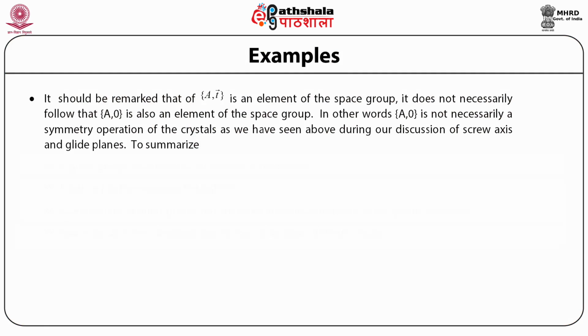It should be remarked that if {A|T} is an element of the space group, it does not necessarily follow that {A|0} is also an element of the space group. That means {A|T} is an element which consists of a translation and a symmetry operation A. If this is an element of the space group, it does not follow that A alone with no translation is also an element of the space group. In other words, {A|0} is not necessarily a symmetry operation of the crystal.